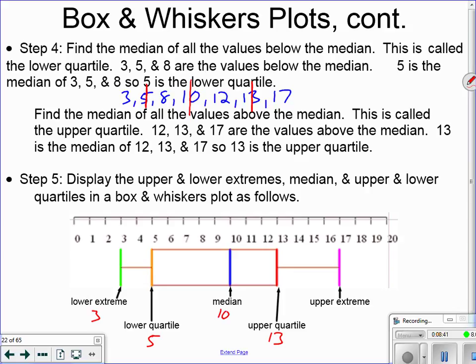Again, look at the number line. You'll see that that line is at 13. And our upper extreme was 17. And as you can see, we have the line there. So usually what I do is I make those 5 lines, and then you draw the box from the lower quartile to the upper quartile is where your box goes, and then you draw your whiskers out. From the lower quartile to the lower extreme is your lower whisker, and then you go from the upper quartile to the upper extreme for your upper whisker.